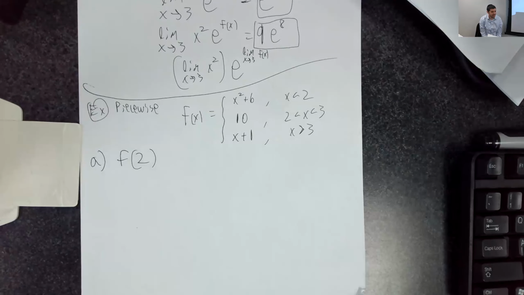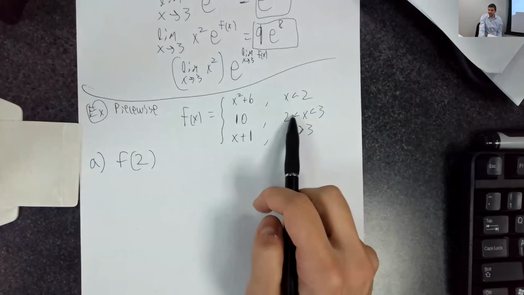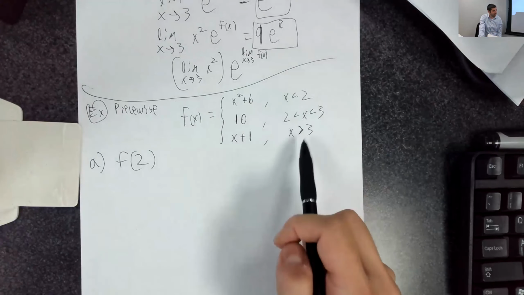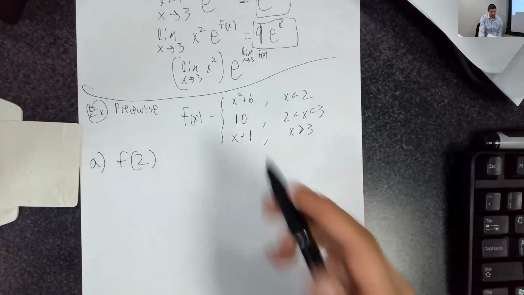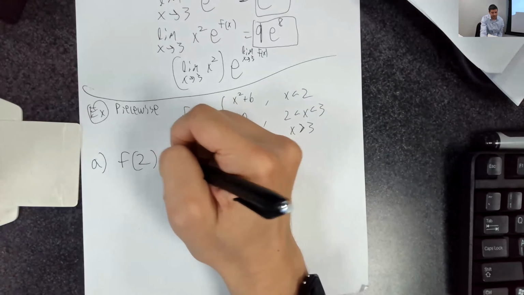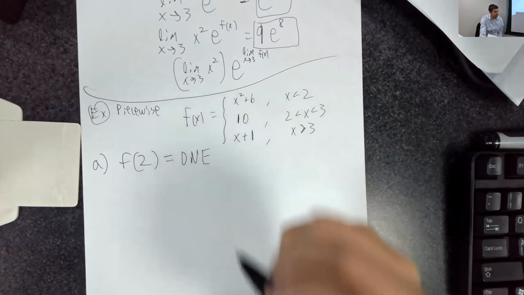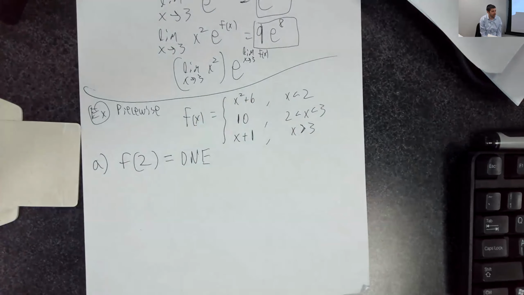Why is it undefined? X cannot be 2. Right, notice the domain. Does x equal 2 anywhere in this domain here? No, so like Safael is saying, f of 2 is DNE. There is no f. Does that make sense, guys? It's not in the domain.